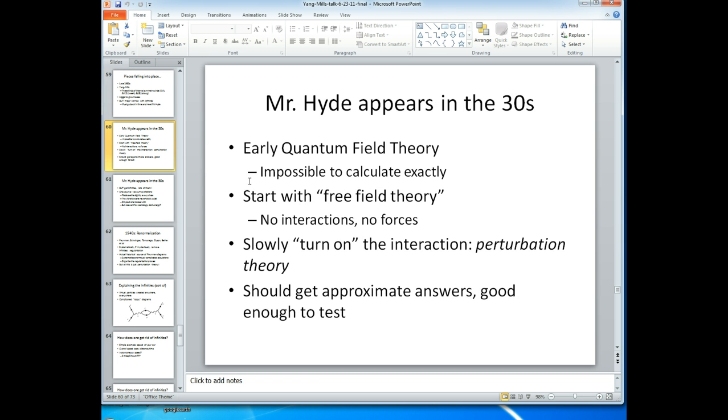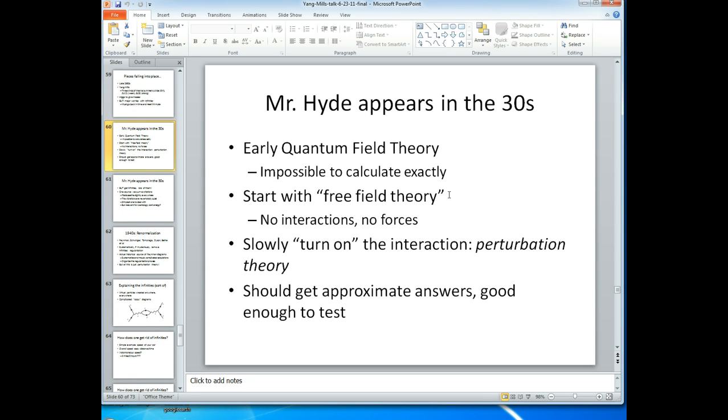It really appeared back in the 30s. In early quantum field theory, people very quickly discovered it was impossible to calculate almost anything exactly for quantum field theory. Well, physicists are used to that. There are lots of places where they have to approximate.